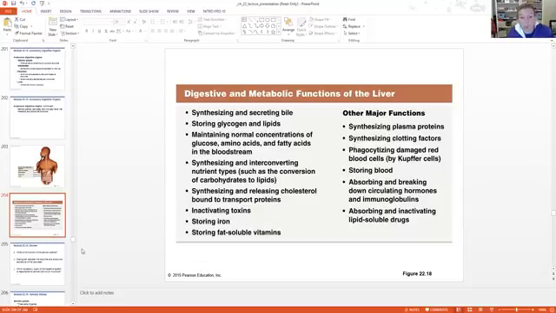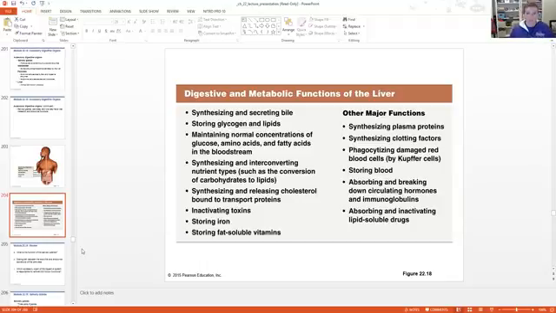Synthesizing, interconverting nutrient types, like converting carbohydrates to lipids or lipids to carbohydrates, that's a metabolic function. Synthesizing and releasing cholesterol, that is a metabolic function as well. Inactivating toxins, storing iron, storing fat-soluble vitamins, all metabolic functions. So really the main digestive function of the liver has to do with the secreting of bile.